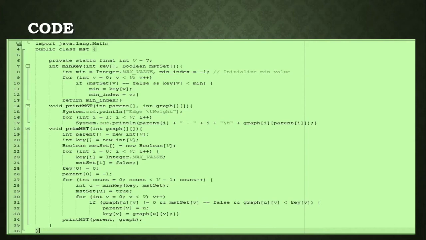And then we're going to return this minimum index value, where it has to be false, and MST set has to be false, because we have to be careful that it is not included in the MST list.